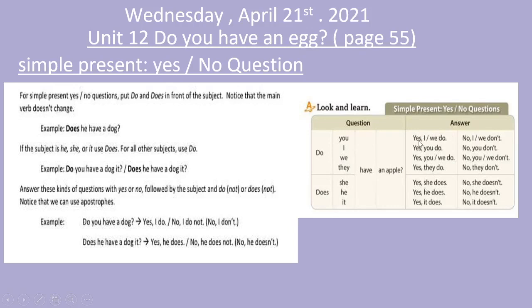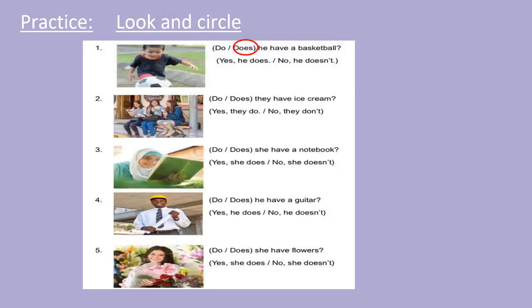And you can write in two ways. One is short form and one is full form, right? That you can see in here: yes, I do, or no, I don't, right? Okay, this one we can also write no, I do not, right? Okay, so right now teacher wants you to practice with teacher in here. You need to look and circle.